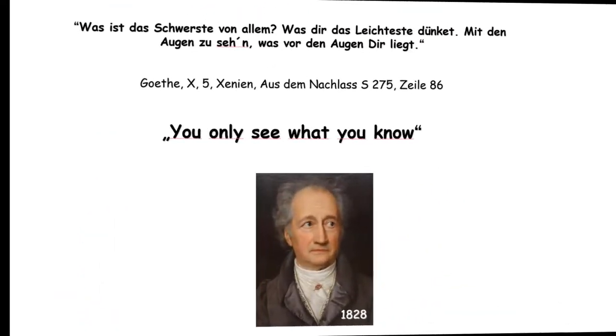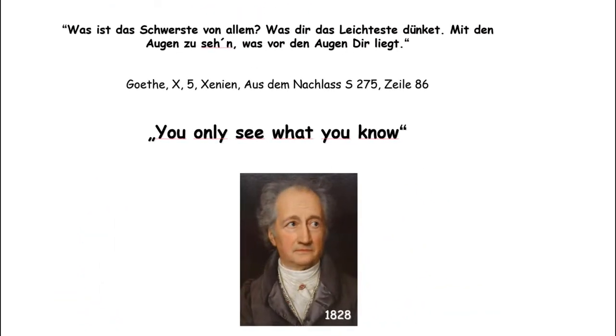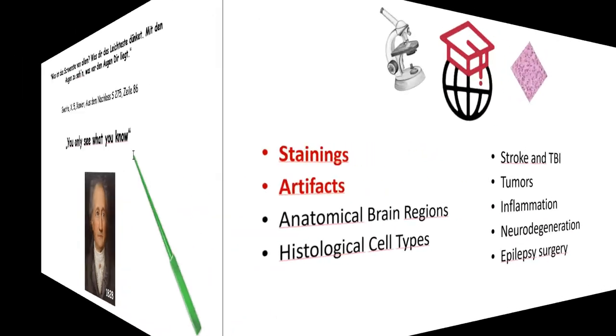As our famous poet and scientist Johann Wolfgang von Goethe asked, "What is the most difficult of all things?" And he answered himself, "It is what seems to be the most easiest, to see what lays in front of your eyes." In other words, you only see what you know.